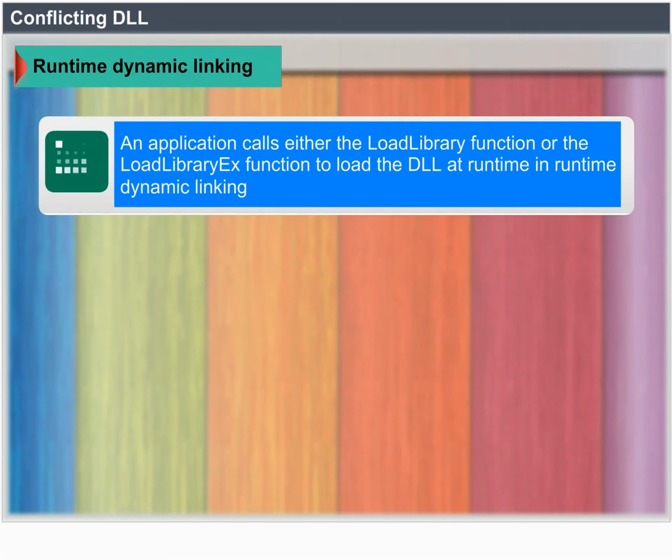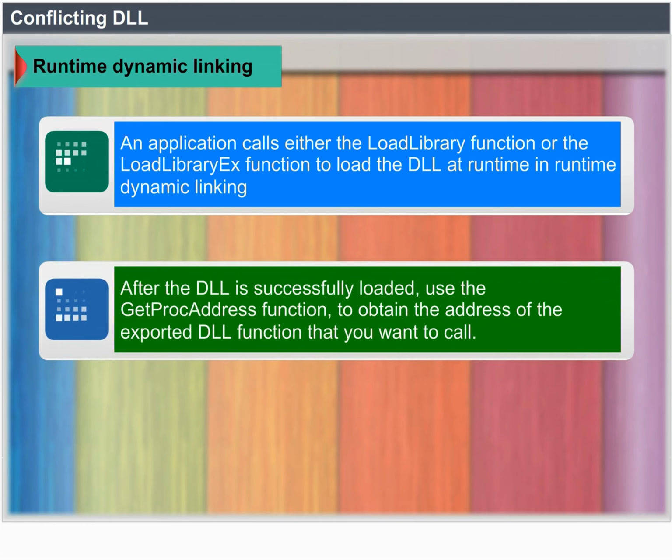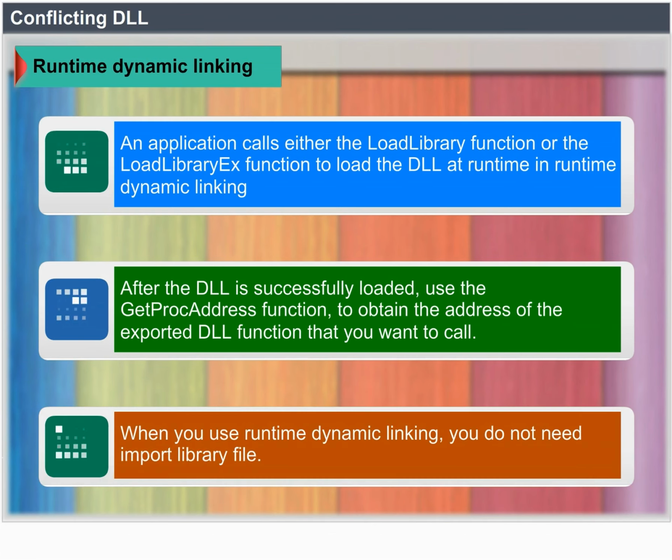Runtime dynamic linking. In runtime dynamic linking, an application calls either the LoadLibrary function or the LoadLibraryEx function to load the DLL at runtime. After the DLL is successfully loaded, use the GetProcAddress function to obtain the address of the exported DLL function that you want to call. When you use runtime dynamic linking, you do not need an import library file.